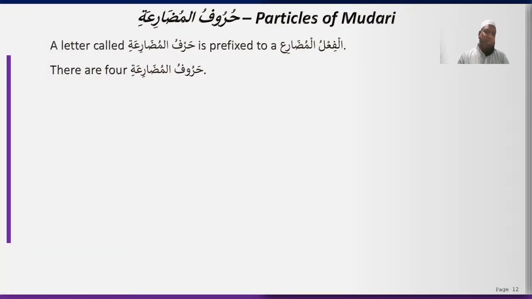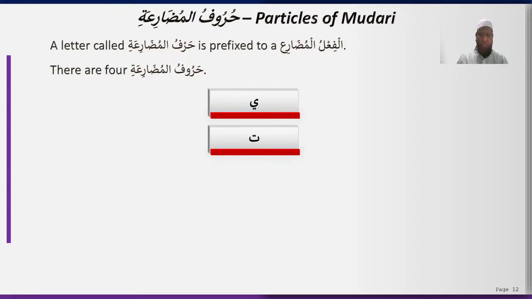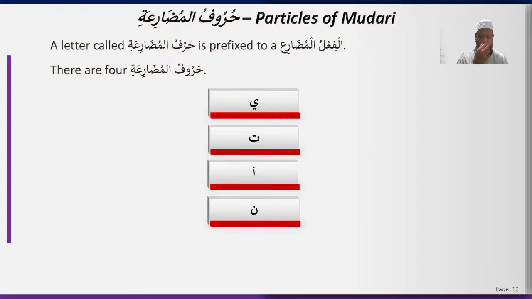So how do we make fi'l al-mudari? A letter called حرف المضارعة is prefixed to a fi'l al-mudari. So we need حرف المضارع. There are 4 حروف المضارعة. Number 1, ya. Number 2, ta. Number 3, alif. And number 4, noon. Ya ta, alif noon.